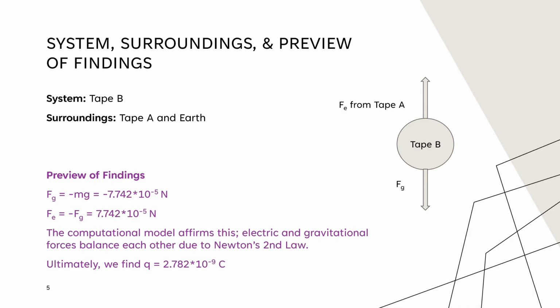So, the system is going to be tape B, and our surroundings will be tape A and Earth. Tape A will be exhibiting electric force in an upwards direction, or a positive y direction, and Earth will be exhibiting gravity force in a downwards or negative y direction.